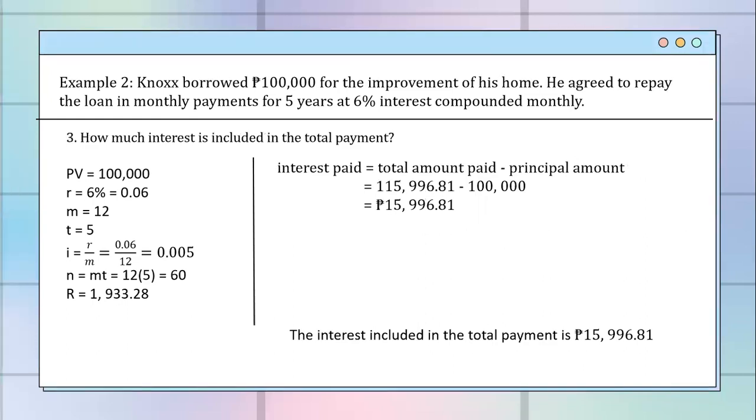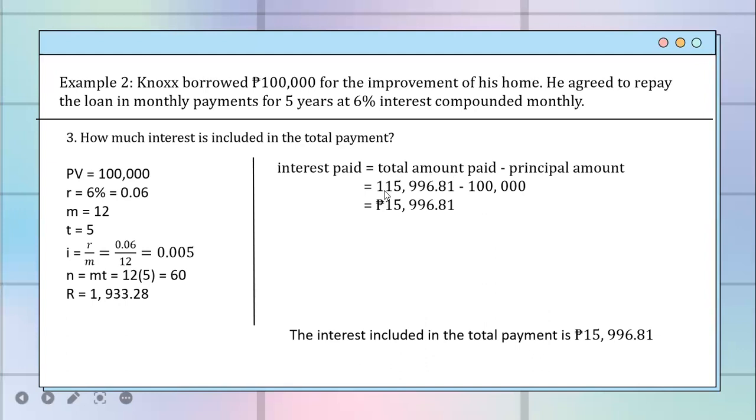Now we will solve for our last problem, which is number 3. How much interest is included in the total payment? So let's just copy the terms again, and our interest paid formula will be total amount paid minus principal amount.